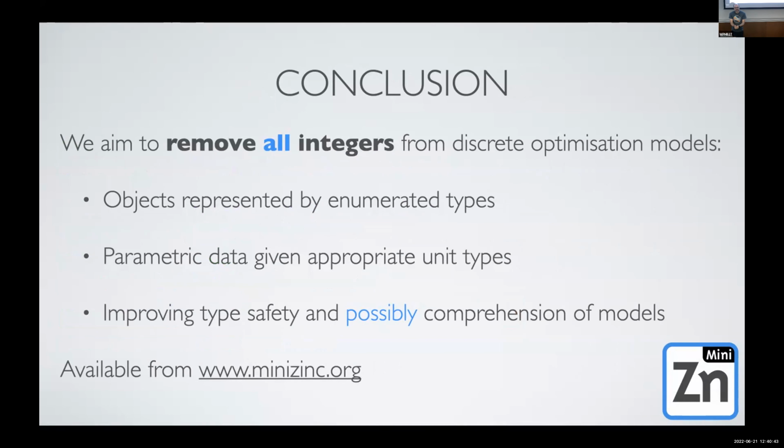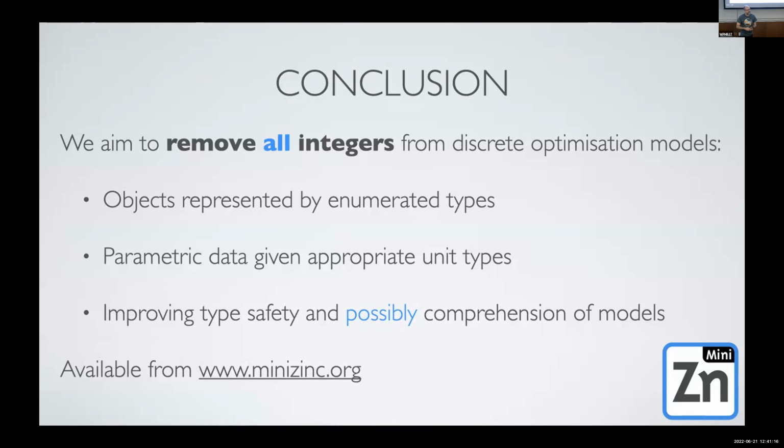So the aim is to remove all bugs from models, just to make them more type safe and make sure that if there's a bug in your problem, you realize when you start compiling rather than after running the model for an hour or something like that. And the crucial thing is that objects should be represented using enumerated types, or the identity of objects. Parametric data should be given unit types to make that type safe. And we hope that this, well, we know that this improves type safety, right?